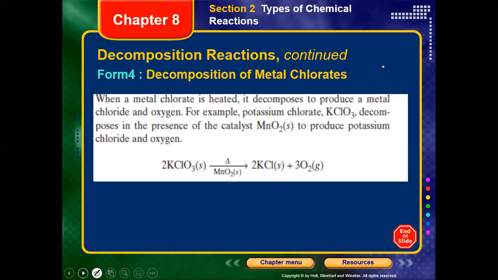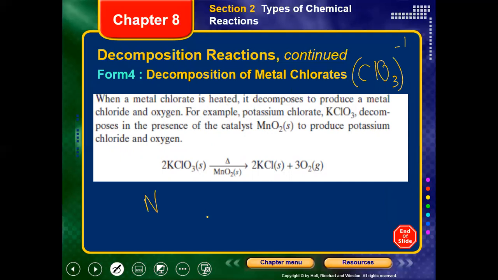Form 4, decomposition of metal chlorates. All of us know what we mean by chlorate: ClO3 with a charge of -1. So if you have a compound like KClO3 or, for example, NaClO3, you know that Na is +1, so the ratio is 1 to 1. I will not use the brackets. By using heat and MnO2, which is a catalyst, and a catalyst, as you know, is used to speed up the reaction.